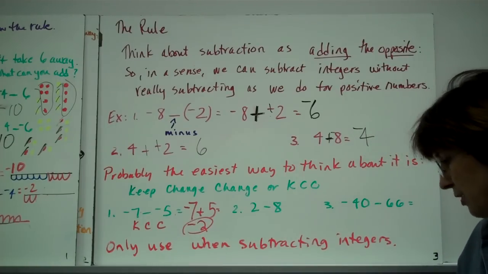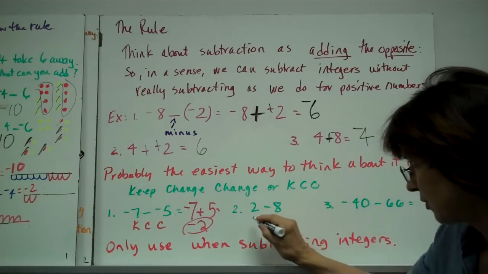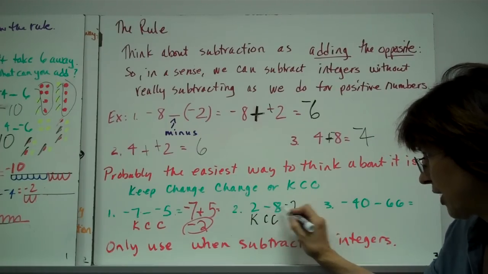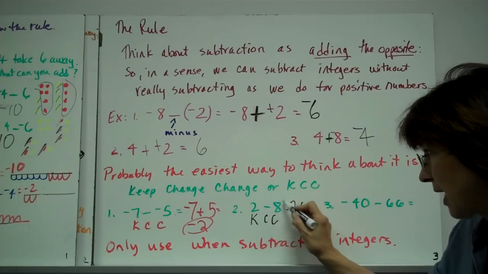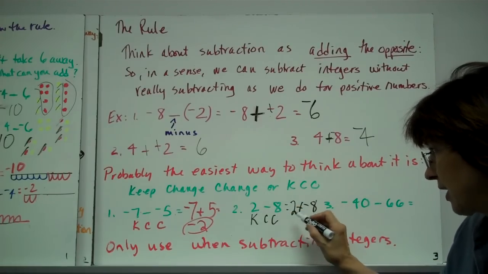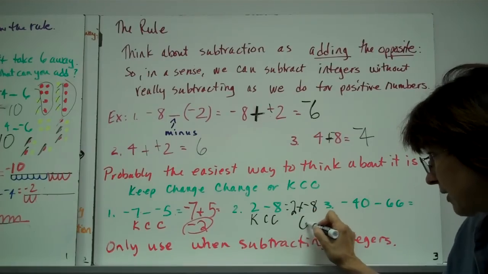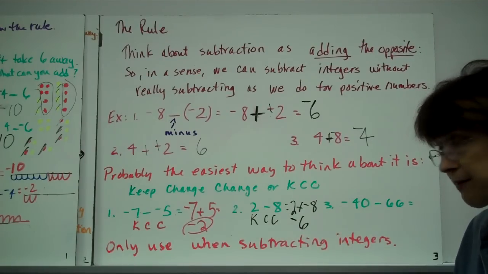Okay? Let's do the next one. 2 minus 8, we keep, change, change. So we keep the 2, we change that to positive, and we change this positive 8 now to a negative 8. So now we apply the adding rules. Unlike signs, subtract this time, it's 6, and keep the higher sign.